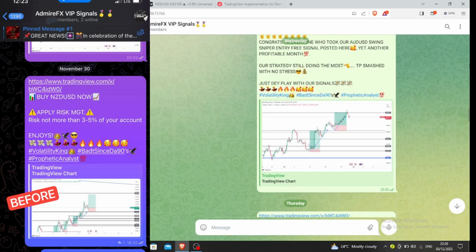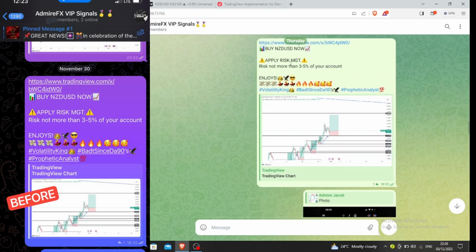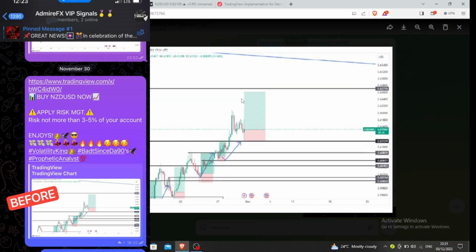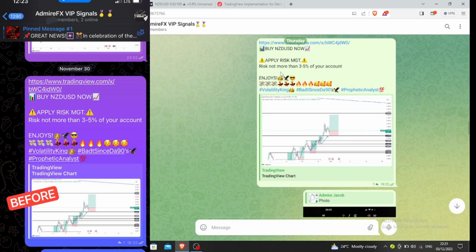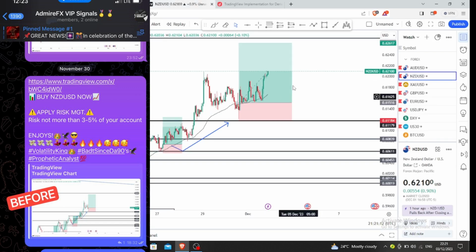Signals were being sent to my mentees. Okay, so we have been buying NZD/USD since Thursday. You guys can see when I sent the signal, I told them to buy NZD/USD since Thursday, and we have been in profits even till market close. Which I'm still swinging now.